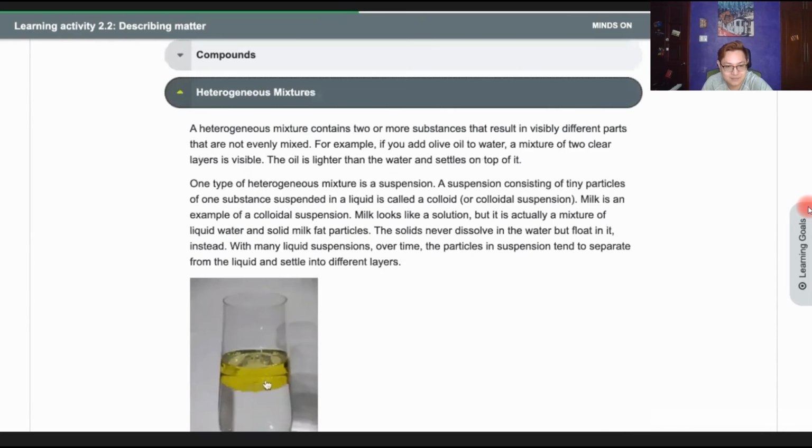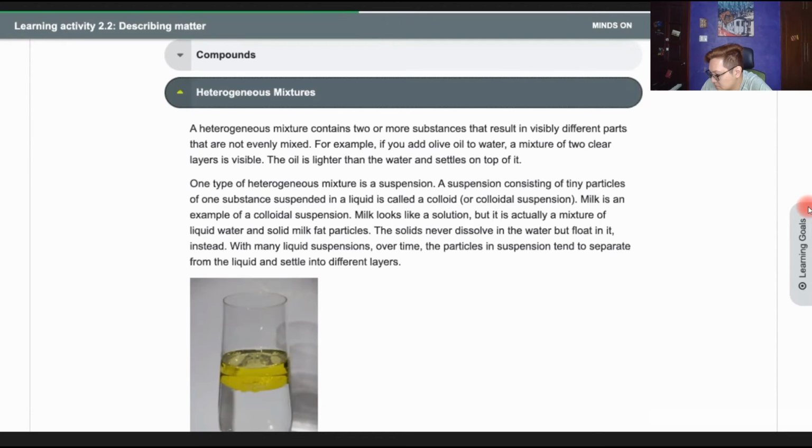Heterogeneous mixture. A heterogeneous mixture contains two or more substances that result in visibly different parts that are not evenly mixed. For example, if you add olive oil to water, a mixture of two clear layers is visible. The oil is lighter than the water, so it sits on top of it.